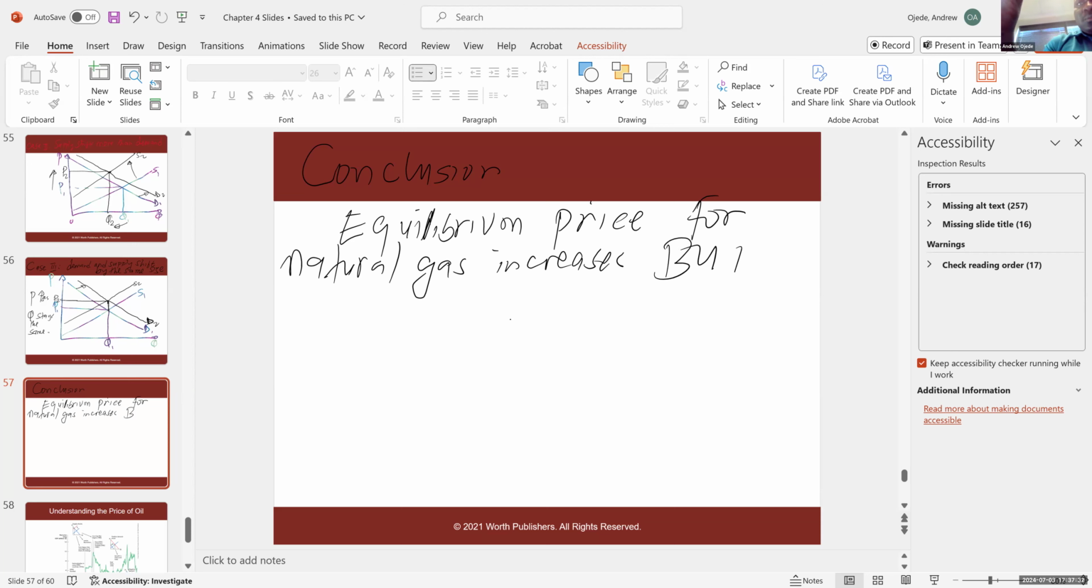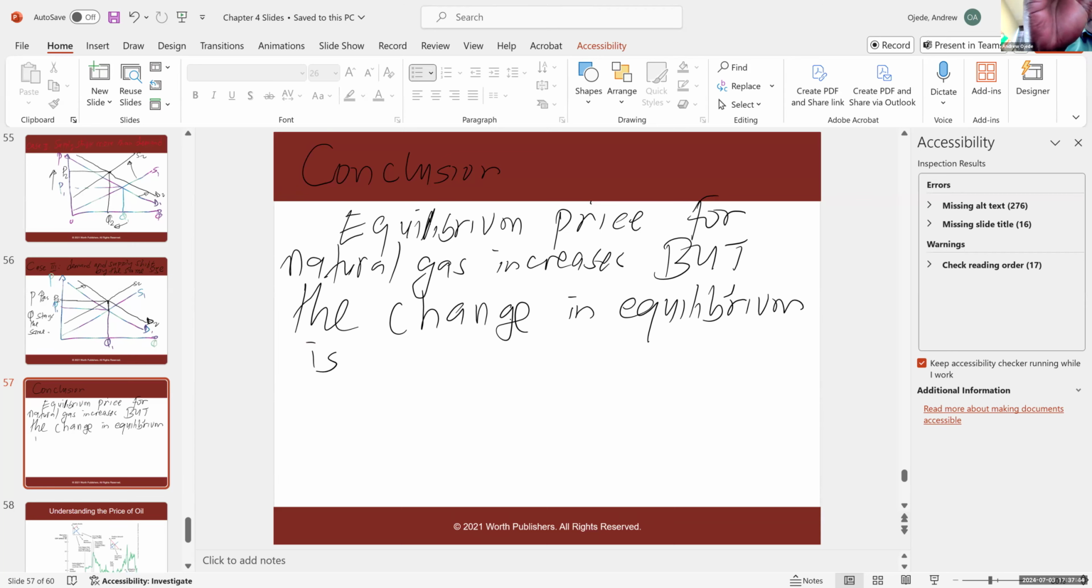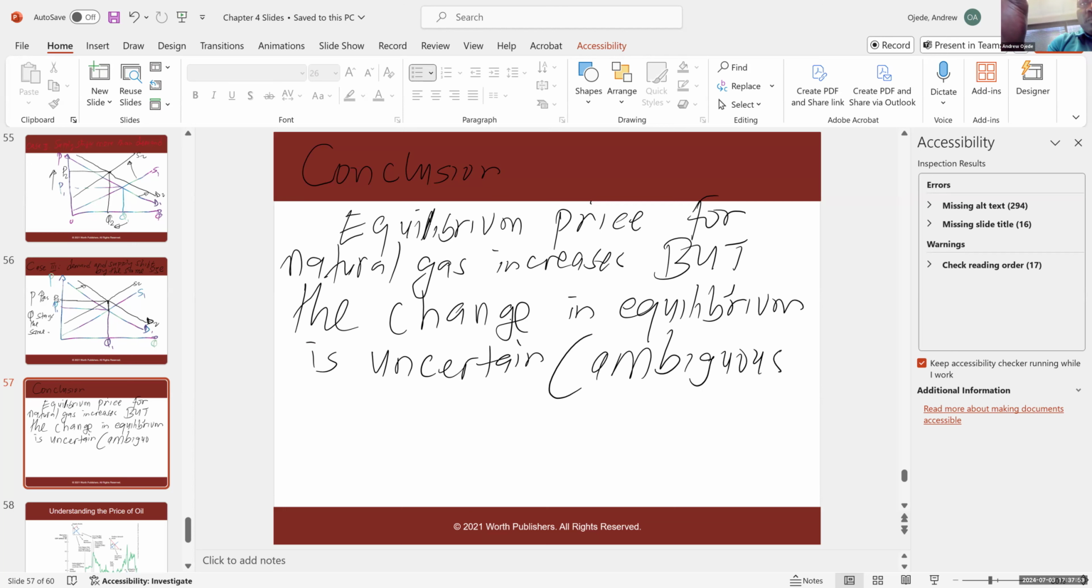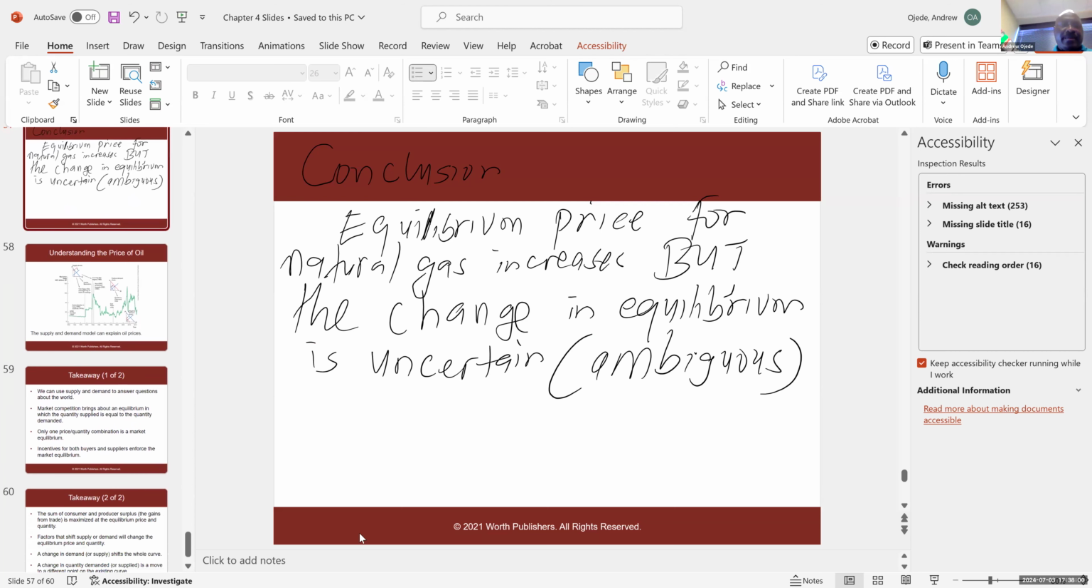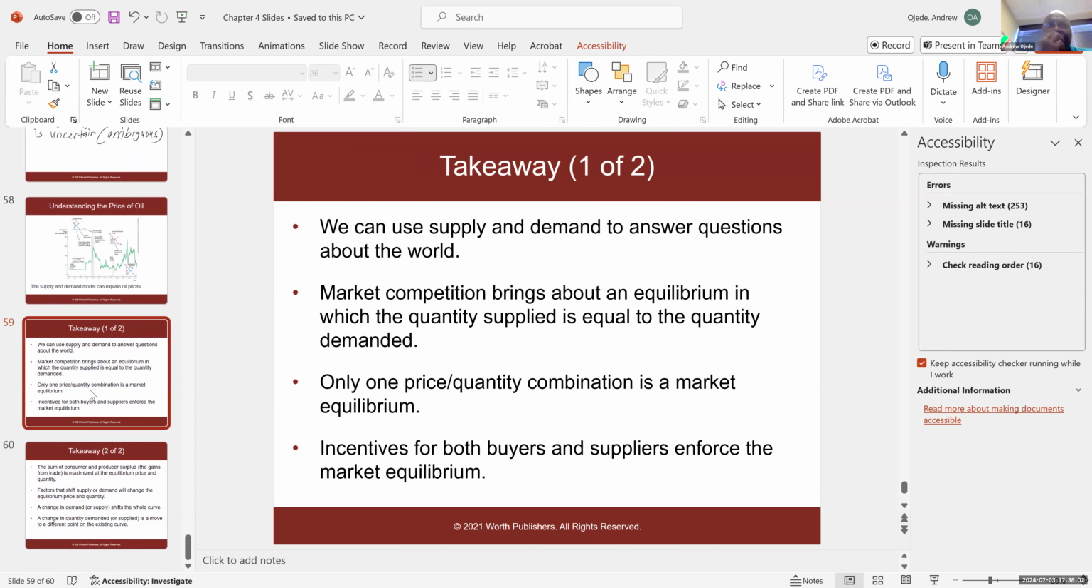But the change in equilibrium quantity is uncertain. Uncertain is the same thing as ambiguous. That means equilibrium quantity will either increase, decrease, or stay the same, just like we saw. So these are the key takeaways, the summaries.